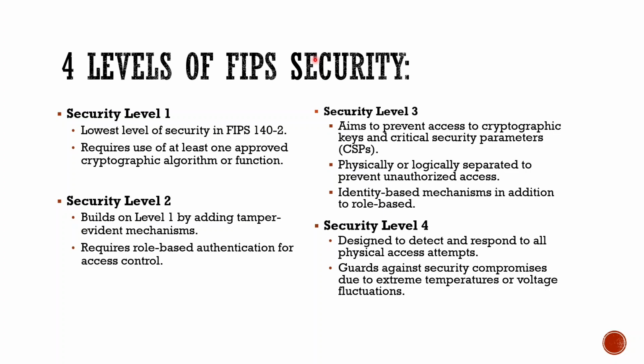This requires the use of at least one approved cryptographic algorithm or function. This algorithm or function is basically approved by FIPS themselves. No specific physical security measures are required beyond the basic production grade components. The examples can be PC encryption boards that are suitable for low security applications with strong physical, network and administrative controls.